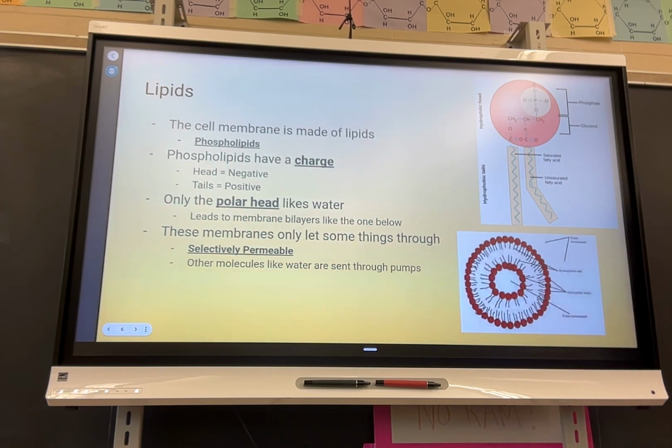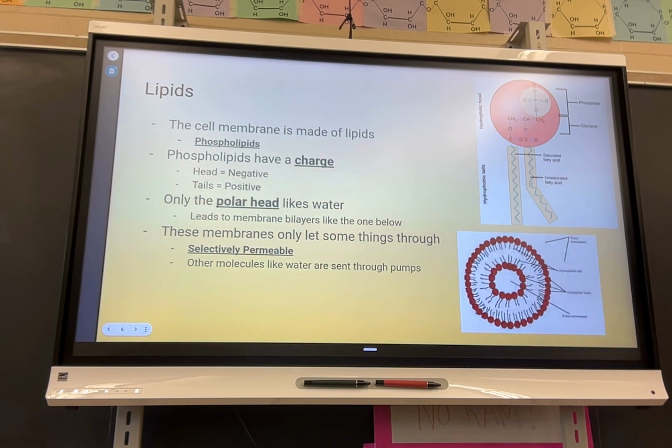So what happens is this guy is actually polar. So you have a polar head, which is this red bit up here. So all of the glycerol and all of the phosphate group are this hydrophilic polar head. And down here, the tails, one of them is an unsaturated tail and one is a saturated tail. They don't like water.